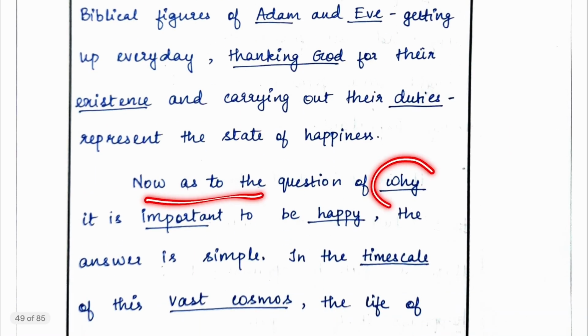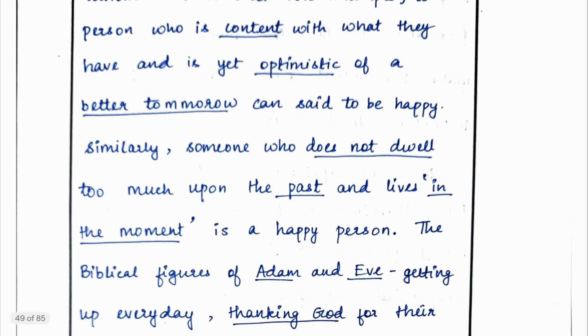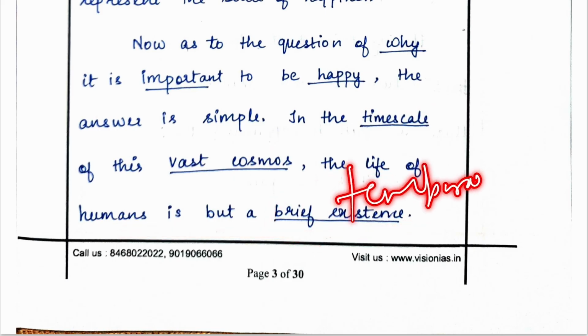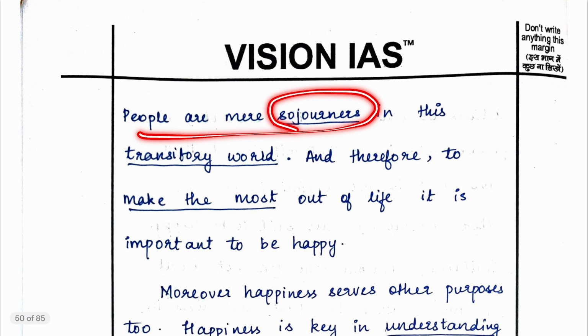Now as to the question of why it is important to be happy, the answer is simple. Now he is addressing the second question which he posed, that why we need to be happy. The answer is simple. In the time scale of this vast cosmos, the life of human is but a brief existence. So our stay on this planet is temporary. So for a temporary period, we will be staying on the earth, right? So people are mere sojourners.